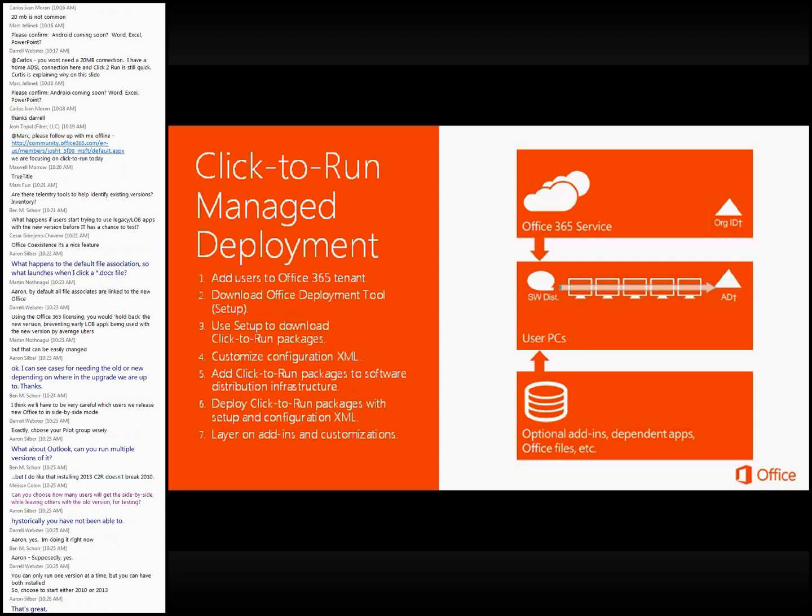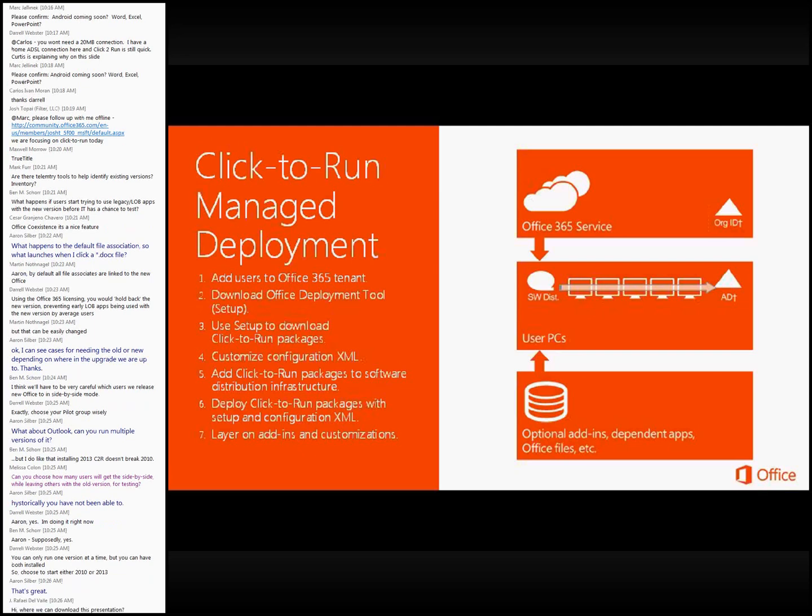So the first step is you have to make sure your users are in your Office 365 tenant, right? And that can be done by creating cloud IDs. That can be done by implementing DirSync to sync your Active Directory with your Office 365 tenant. And also you can use Active Directory Federation to enable single sign-on. That's a great way to get all your users into your Office 365 environment automatically.